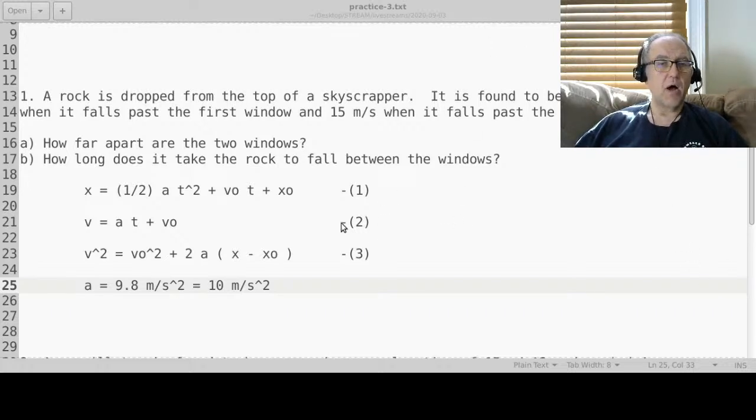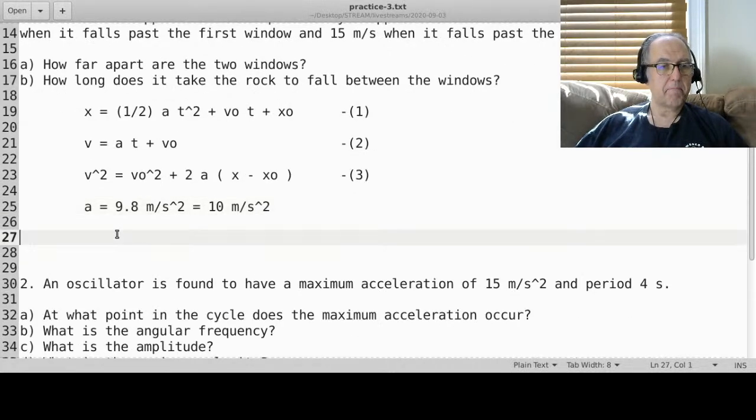Okay, so here are the equations, and let me just quickly cut and paste the values that we found from the diagram. All right.